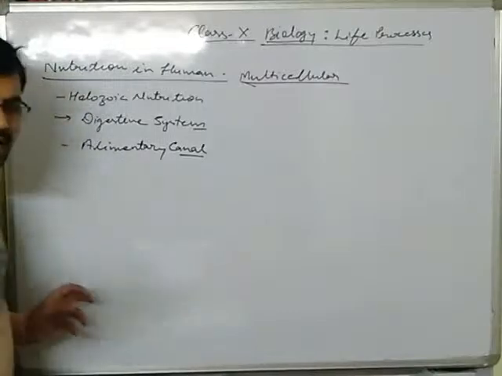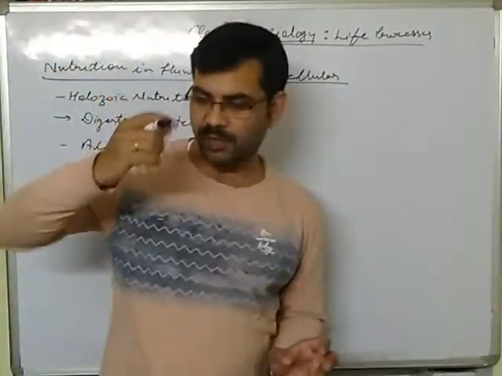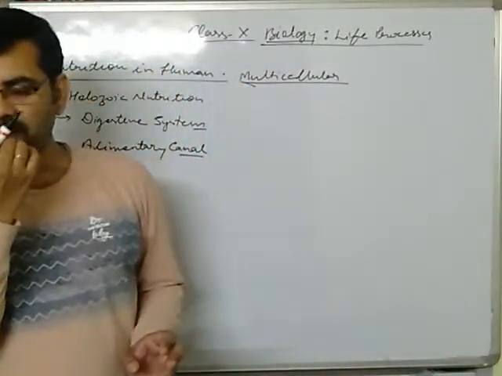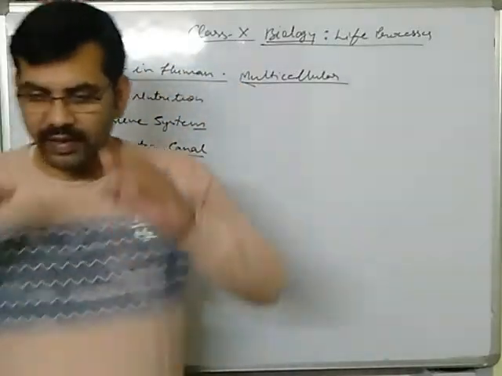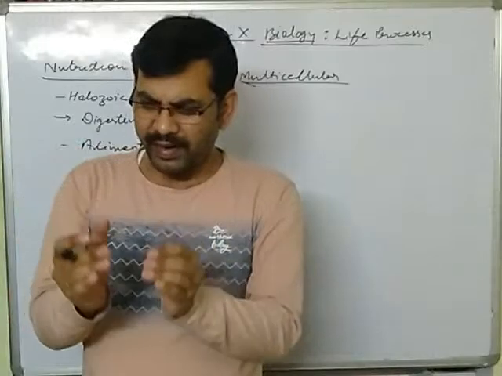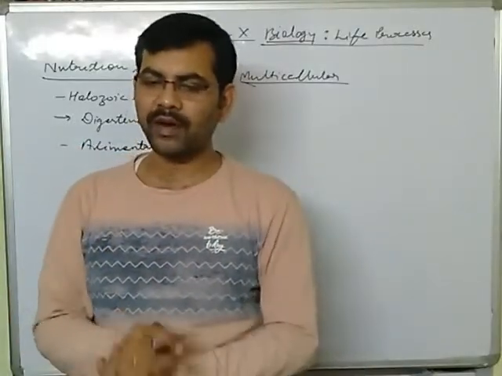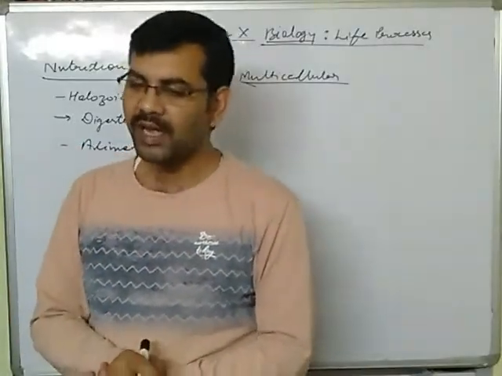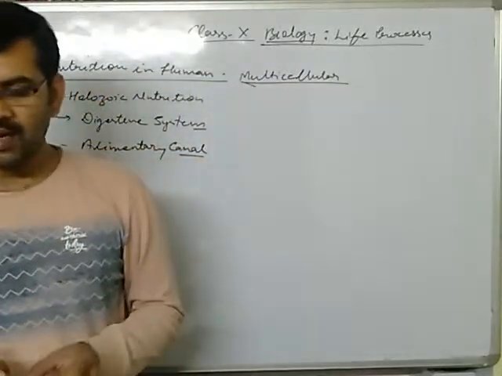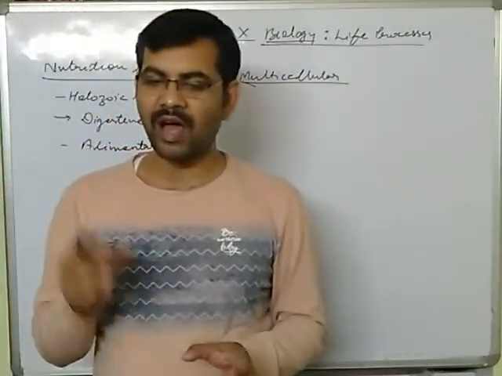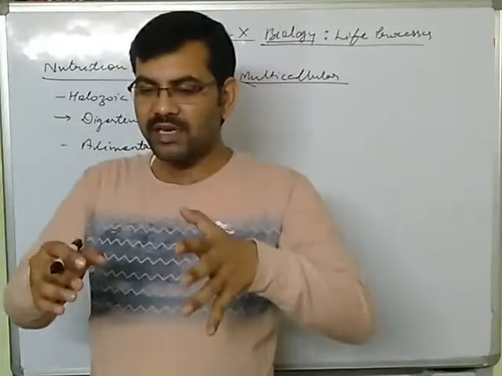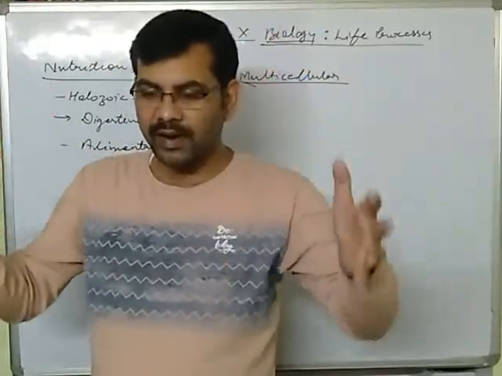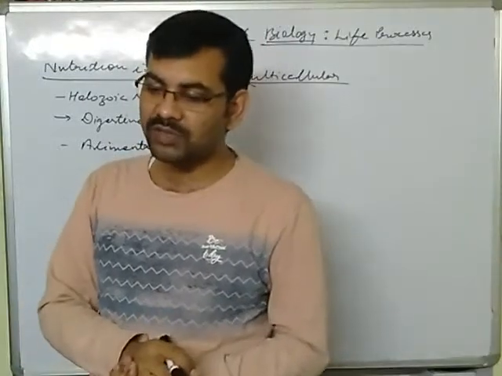Okay, the alimentary canal is a pipe-like structure present inside our body. It begins from our mouth and ends with the anus. In this way, there is a complete pipeline found in our body, which is termed the alimentary canal. This alimentary canal is connected with several organs and glands, and together they form our digestive system.